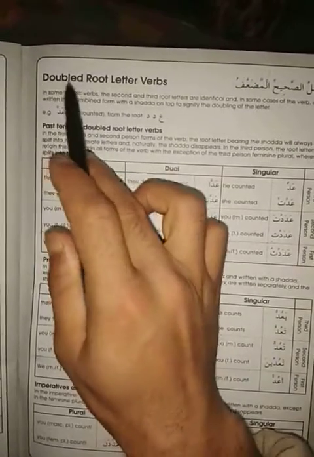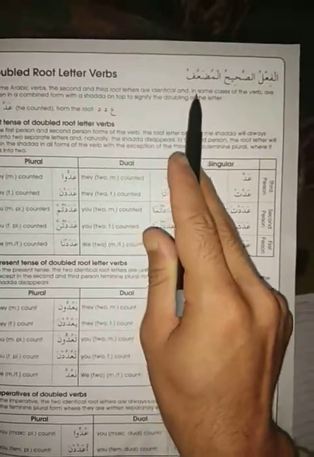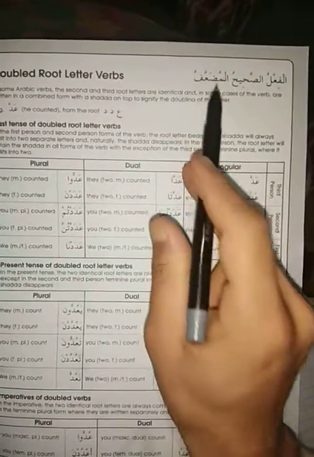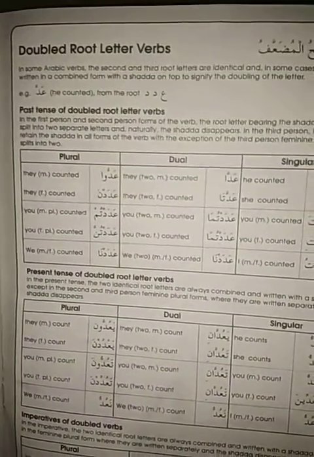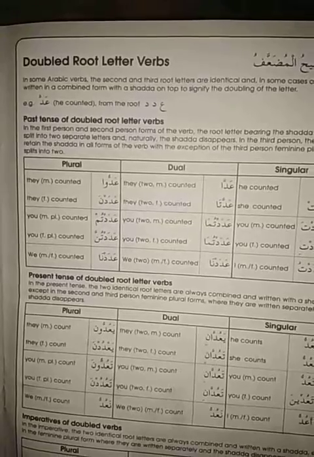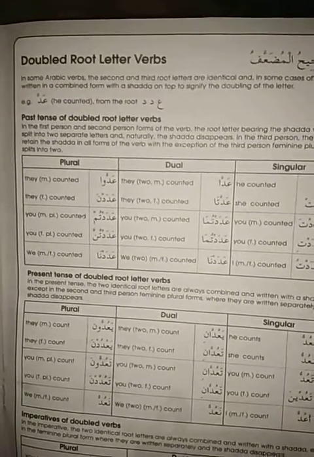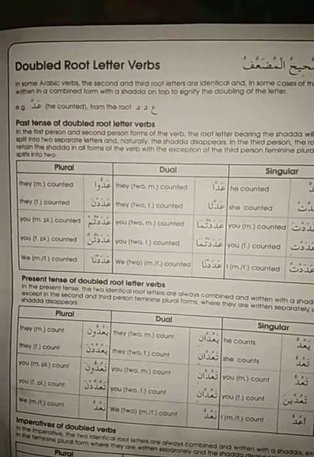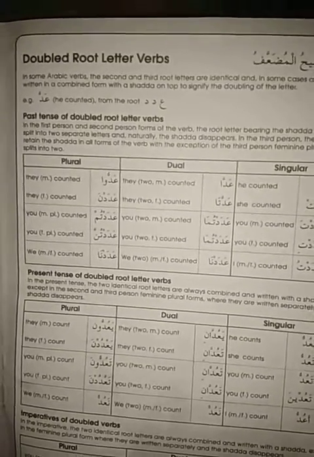The topic is, as you can see, doubled root letters in Arabic, al-fi'l sahih al-mudaf. Before starting page reading or page understanding, we will recall some basic things that you have learned in previous sessions and write them shortly on notebook.